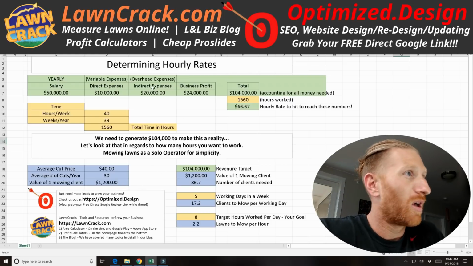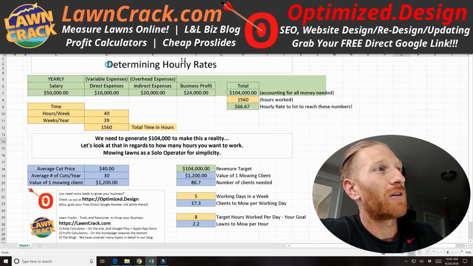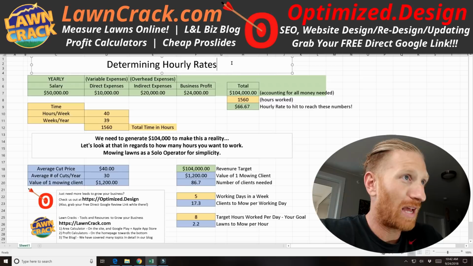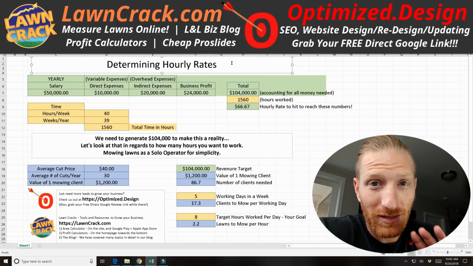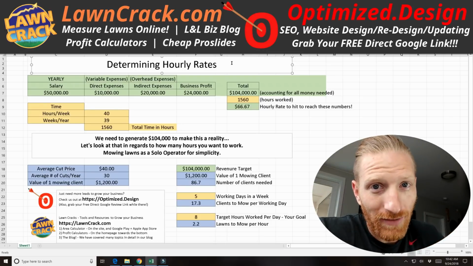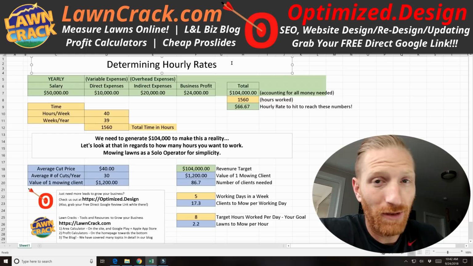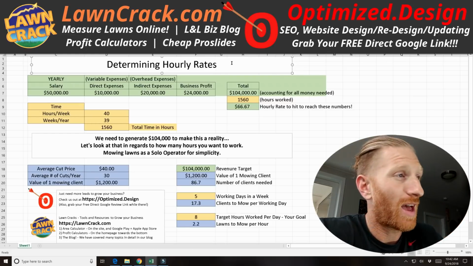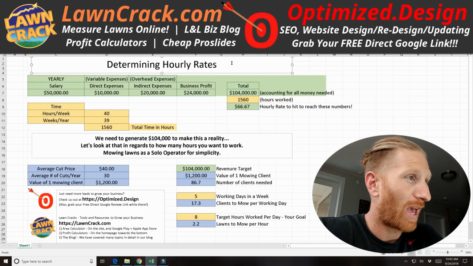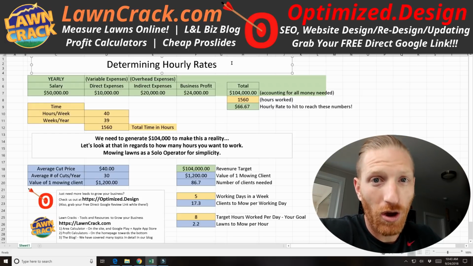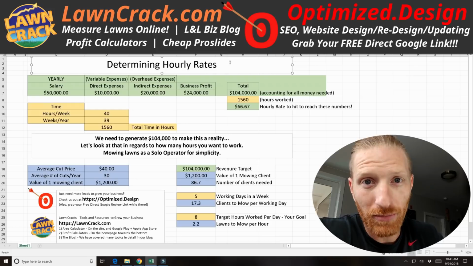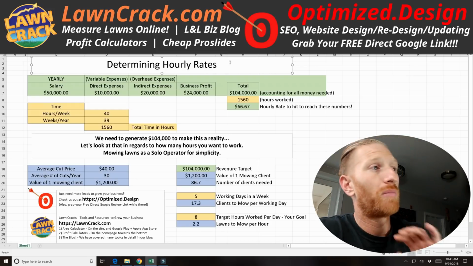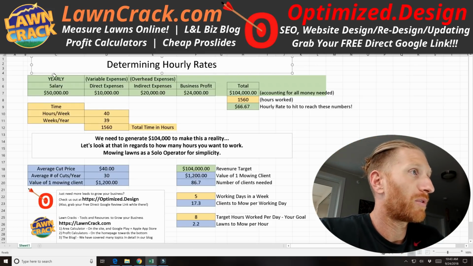We have this titled Determining Hourly Rates, because that is what we're doing. Like I said, I'm going to have several videos on this topic, so this is just to get you an idea. We're going to dive into more specifics, looking at multiple crews and how spreading overhead out over multiple employees reduces how much you need to bring in per hour. But we're focusing on what we're doing here.